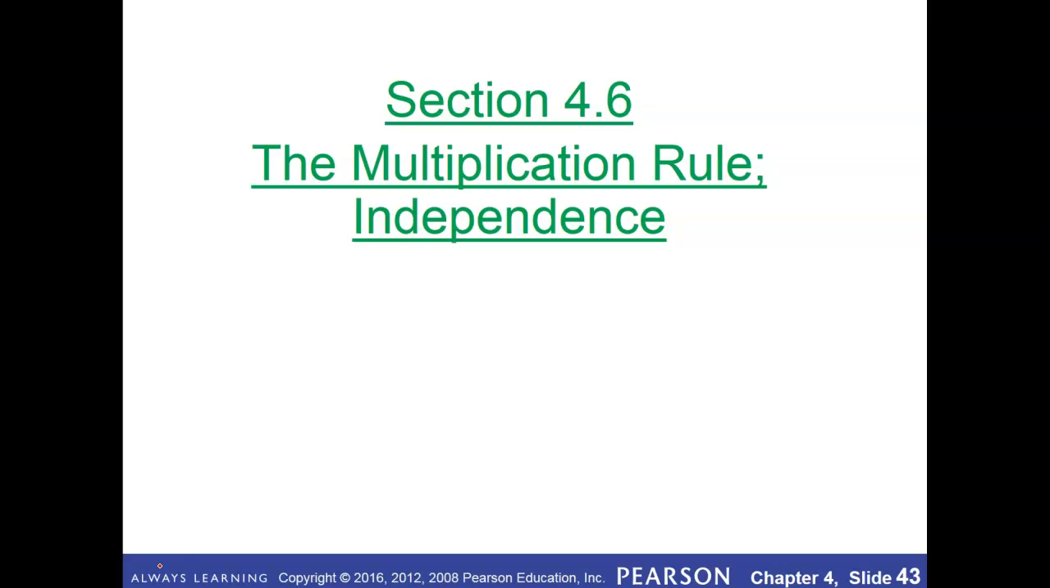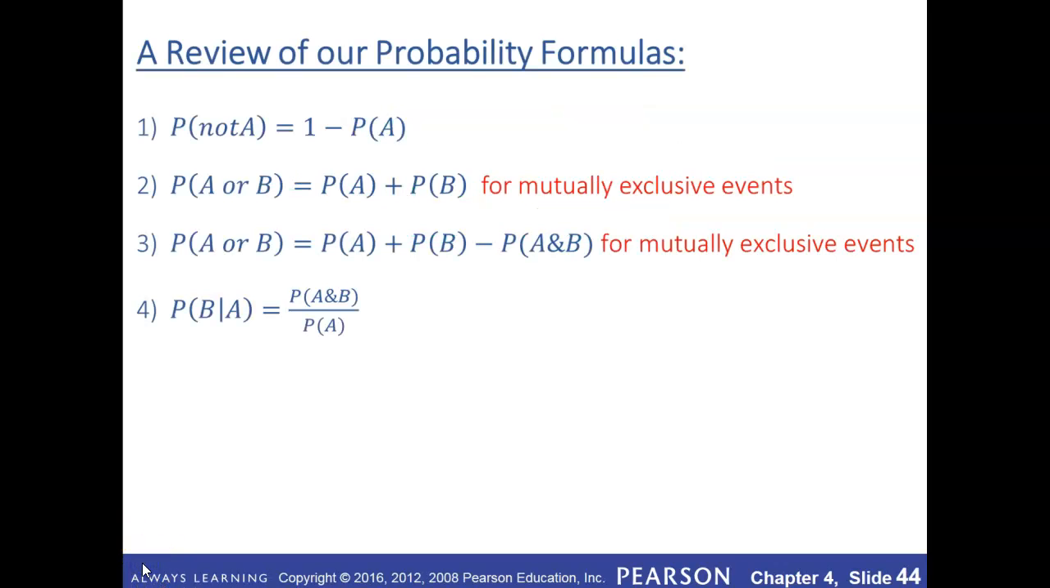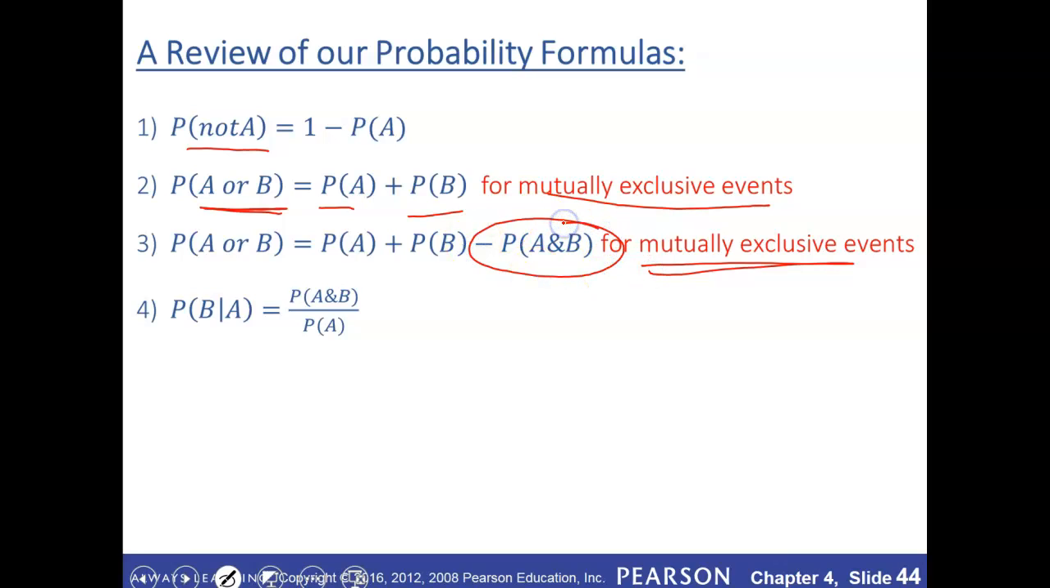So in this lesson, we're going to get into multiplying two events together, A and B. But real quickly to review, the probability of not A is always 1 minus the probability of A. If I have A or B, well, then I add the two probabilities together. That works for mutually exclusive events, but if the events are not mutually exclusive, then I have to subtract the intersection. So that should be not mutually exclusive.